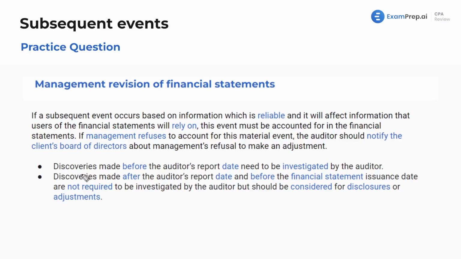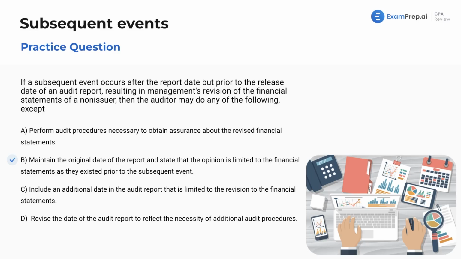Right, so here we go. This is kind of what we're talking about. What are our options? Discoveries made before the auditor's report date need to be investigated by the auditor. Discoveries made after the auditor's report date and before the financial statement issuance date, which is what we're looking at, are not required to be investigated by the auditor, but should be considered for disclosures or adjustments. So here we go. Letter B is our answer.